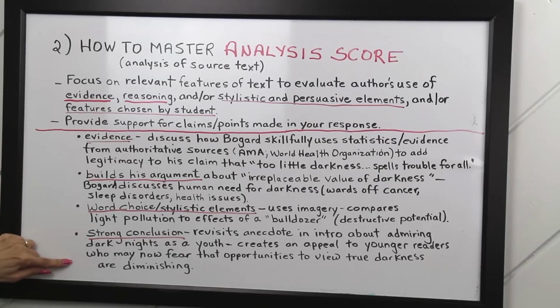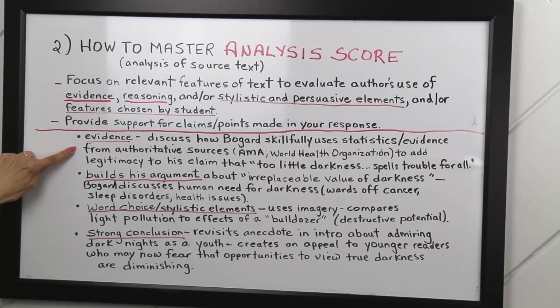Here's some examples. You would want to show evidence. For example, you could discuss how Bogard skillfully uses statistics and evidence from authoritative sources, like the American Medical Association or the World Health Organization, to add legitimacy to his claim that too little darkness spells trouble for all. You would definitely want to show how he builds his argument step by step about the irreplaceable value of darkness. He discusses the human need for darkness, how it wards off cancer, sleep disorders, and health issues.